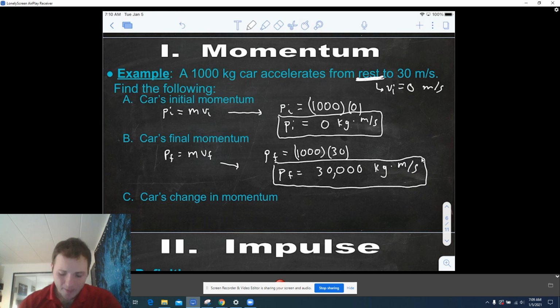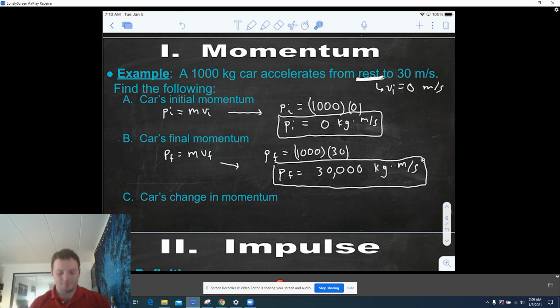So again, this is pretty straightforward. You just got to know P is momentum, mass times velocity. A few other things you got to know: rest means 0 meters per second. So now what is the car's change in momentum? We're going to get more into this later in this unit.